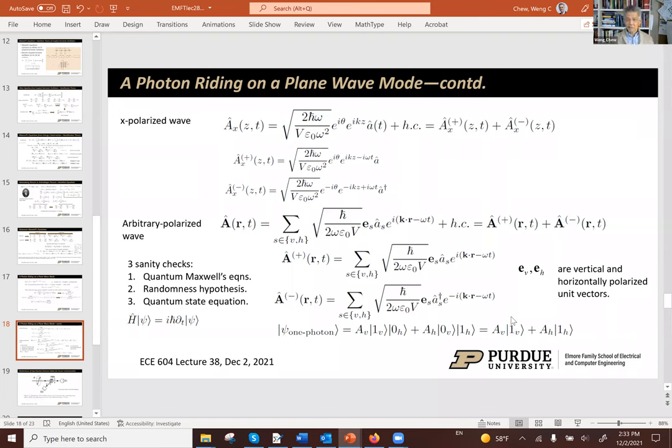Something that we never talked about is that these are operators. They have to be operating on a quantum state. So we like to think of these field operators as being associated with photons riding on the plane wave. They are photons riding on electromagnetic field modes. And one way to define the state of the photon, a one photon state, is to use this notation over here. This says that a one photon state is a linear superposition of photon states like this. And this is a different way of writing the one photon state.